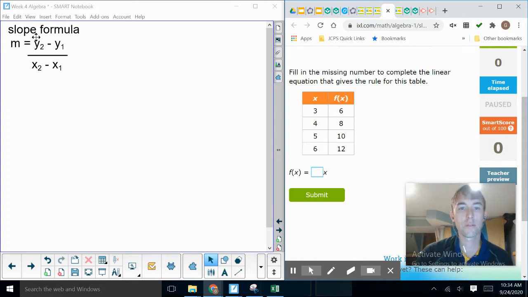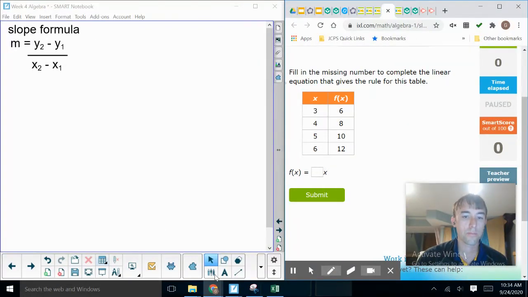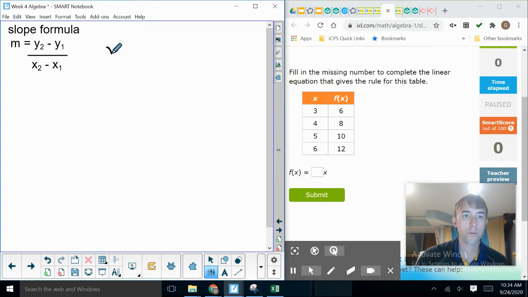In this case, we only need to find m, so you can use the slope formula, or you can look for the change in y over the change in x. Another way to find m, we can say the change in y, we use the triangle for change in y divided by the change in x. Okay, change in y over change in x.